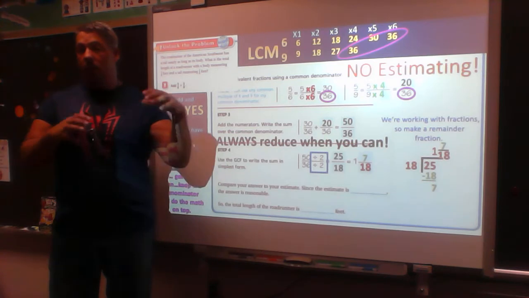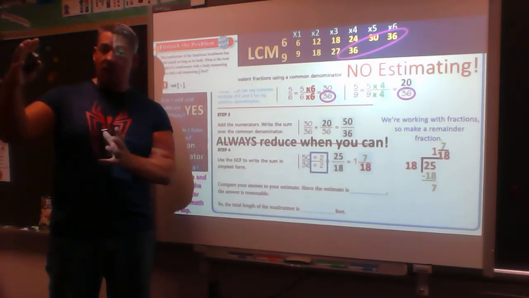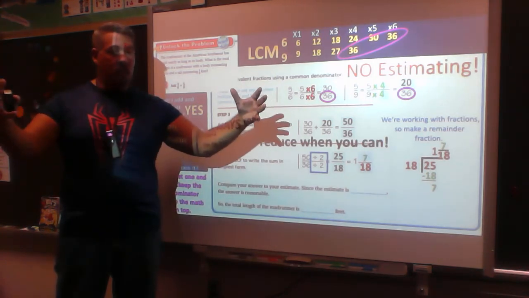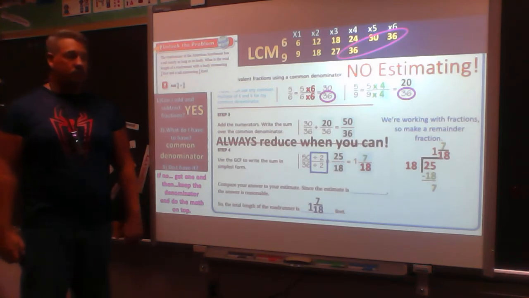If I add the fraction of a foot that the body of the Roadrunner is, and the fraction of the foot that the tail of the Roadrunner is, how big is it? It is 1 and 7/18 of a foot.